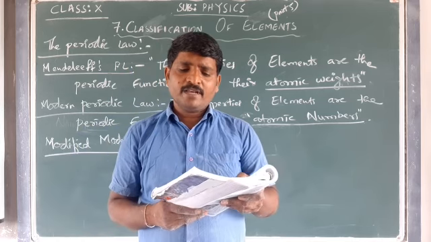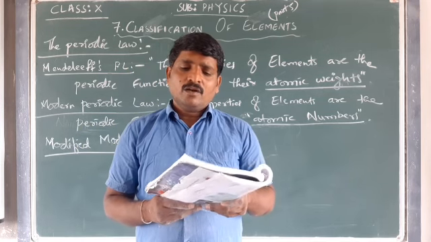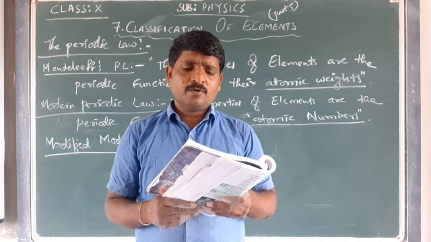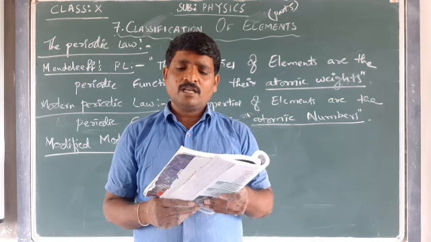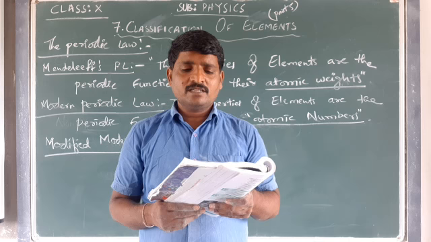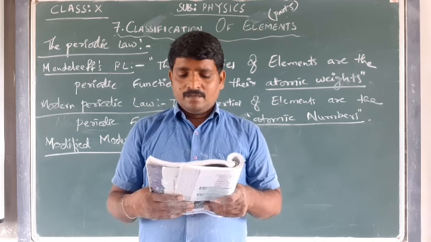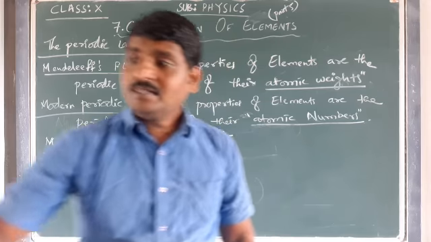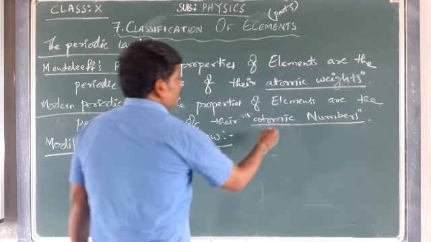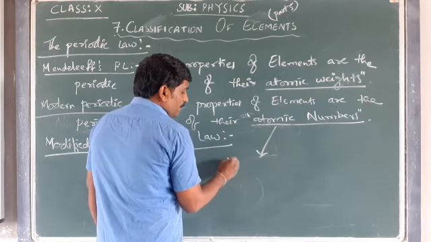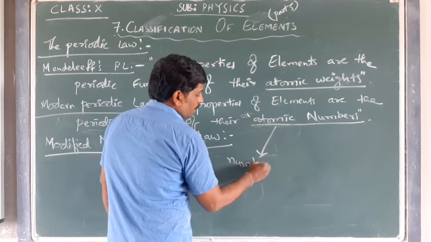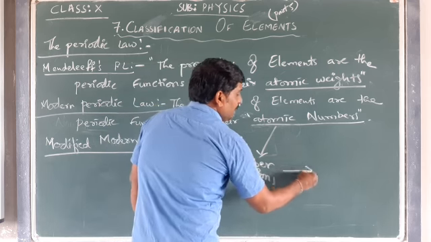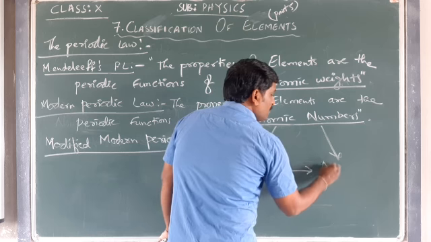The atomic number of an element indicates not only the positive charges, that is, the number of protons in the nucleus of the atom, but also the number of electrons in the neutral atom of that element. That means the atomic number is not only giving the number of protons, it internally gives the number of electrons also.